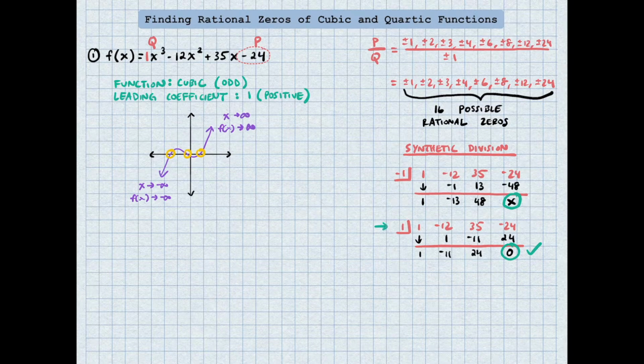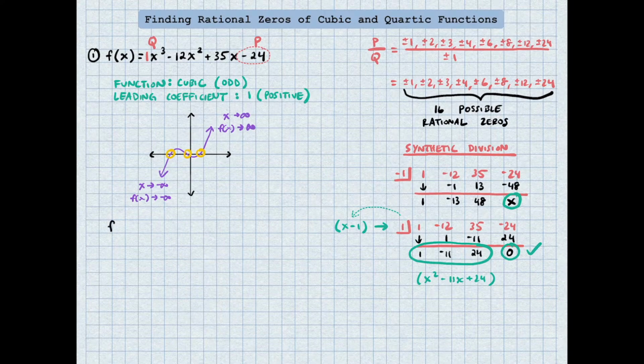Since 1 is a 0, that's the x-intercept, so we know that x minus 1 is going to be the binomial factor. X minus 1 is a linear factor because if we plug in this 1 here, it's going to equal 0. What's great about these numbers down here is they tell us our quadratic factor. Our quadratic factor here is going to be 1x squared minus 11x plus 24.